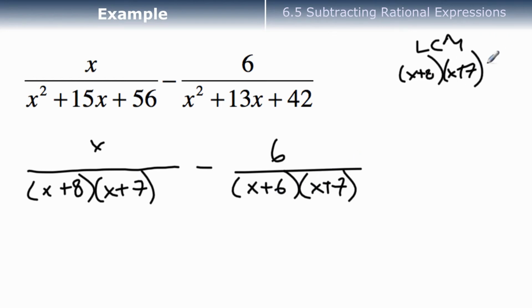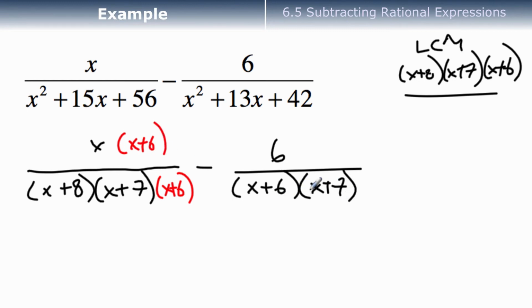And I need an x plus 6. I already have an x plus 7. There's my LCM. So to this one, and I'm just going to do it right here, I need to multiply the bottom by an x plus 6 to get this LCM. But if I do the bottom, I also have to multiply the top.